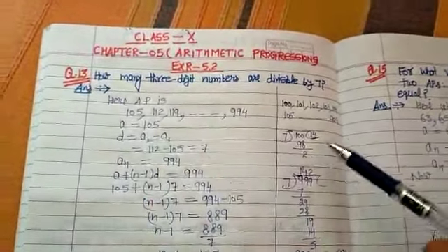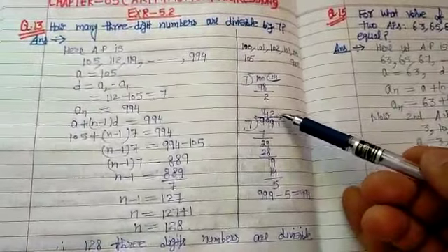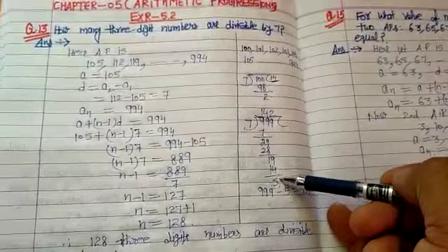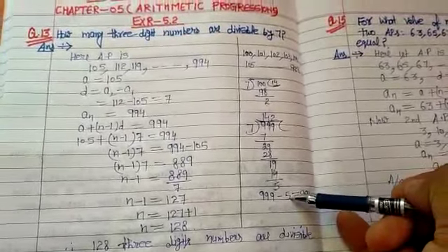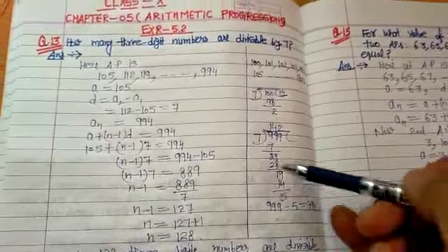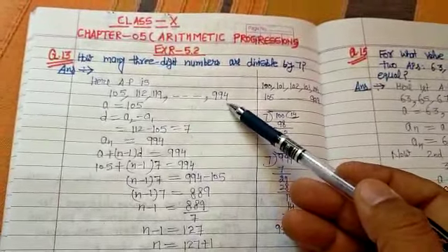The last 3 digit number is 999. We will divide it by 7. After dividing, you see the remainder is coming 5 here. Now you will subtract this remainder. So 999 minus 5 is 994. It is the largest 3 digit number that is exactly divisible by 7.